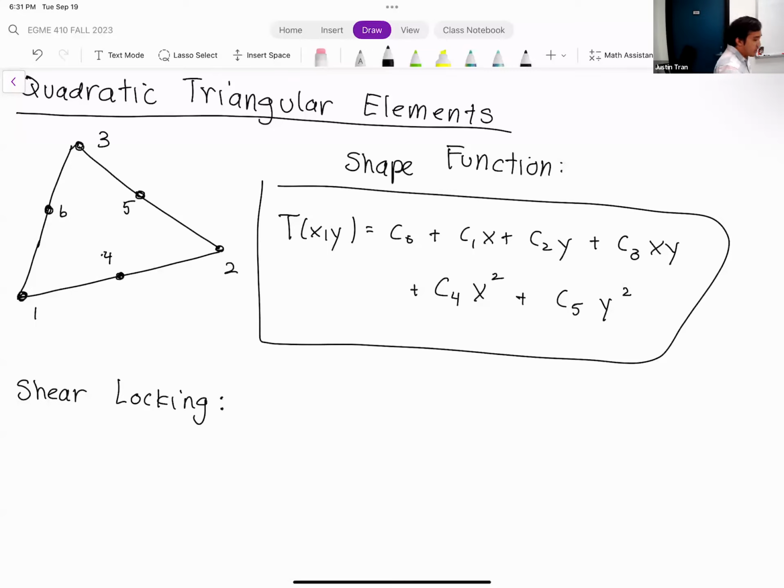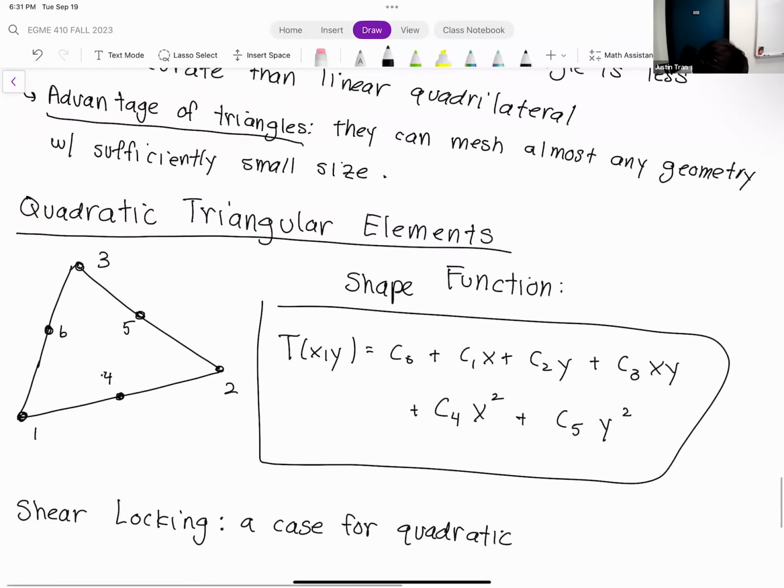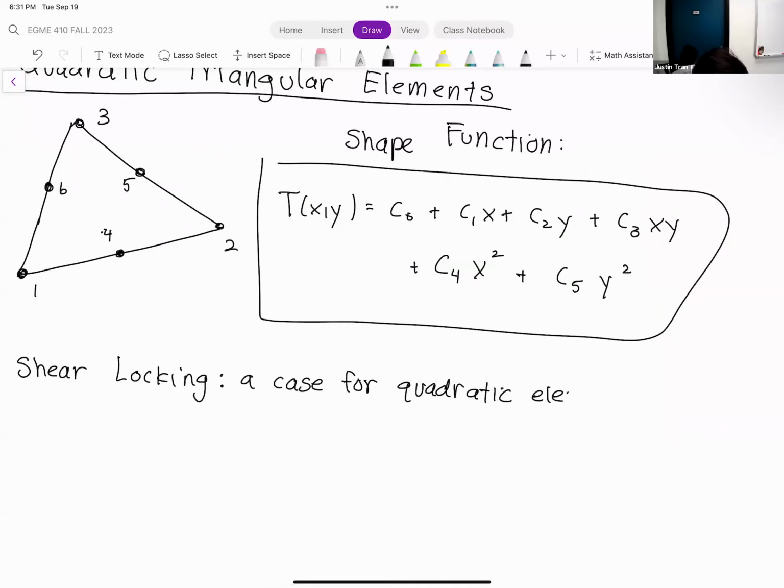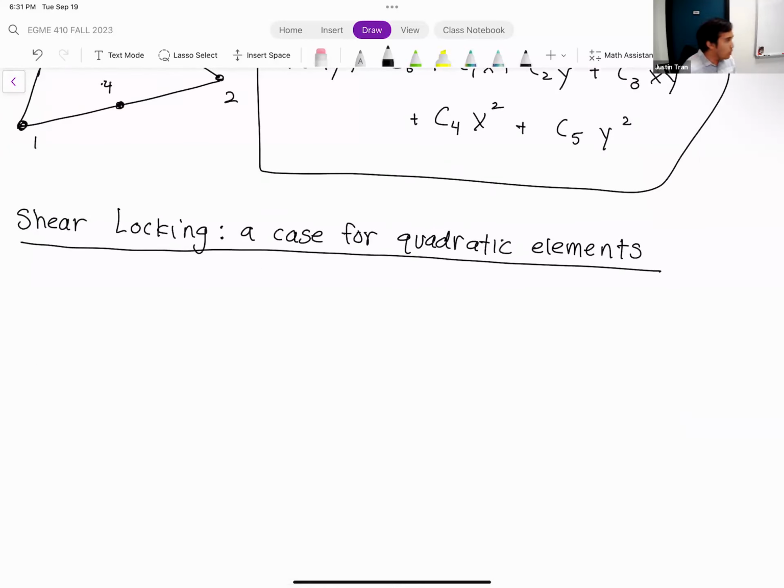Okay, so shear locking, the way it's presented in the textbook, is presented as a case for quadratic elements. Not that we need any more persuasion, because, based on everything we talked about today, it's clear that quadratic is the superior element type here. But this textbook was written under the assumption that you don't have ANSYS to use. ANSYS spoils you a little bit, because in ANSYS, switching from linear to quadratic elements is just a couple mouse clicks.